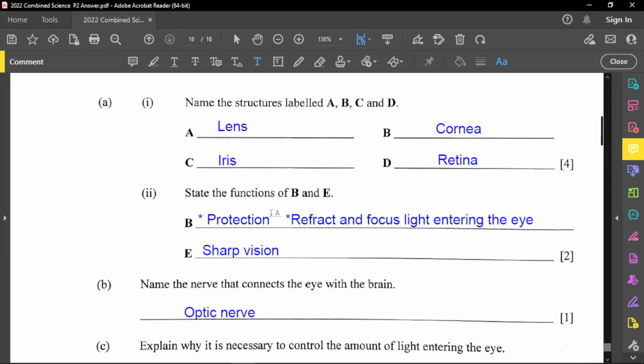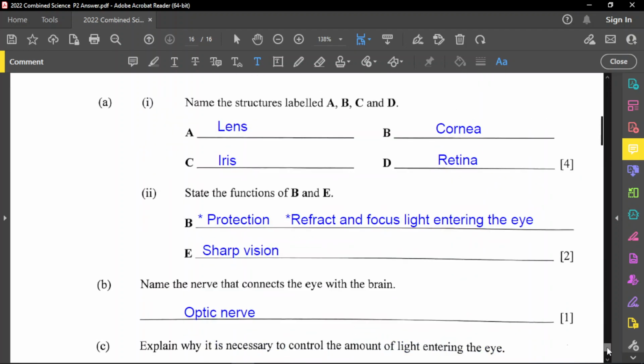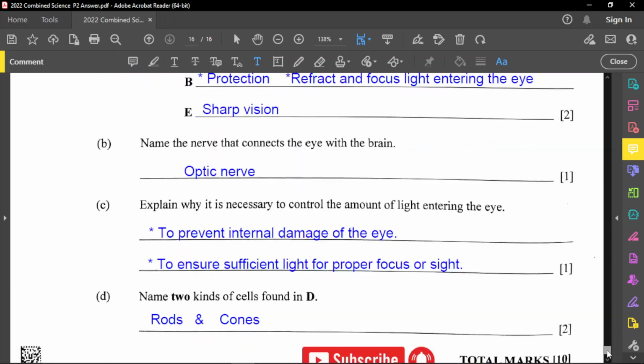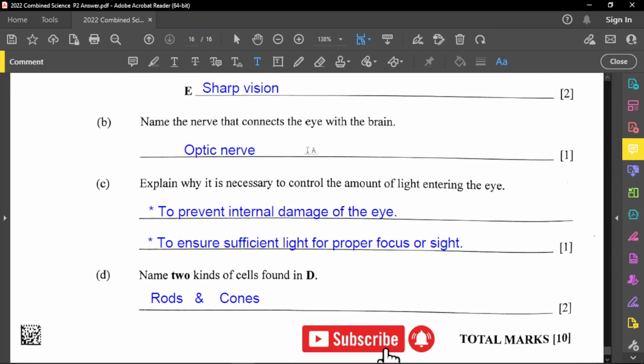For structure E, let me go back to the diagram so you see exactly what that is. Structure E, I think, is the fovea or the yellow spot, and that's where you have the greatest vision, so that is for sharp vision. For part B, it says name the nerve that connects the eye to the brain, and that's the optic nerve.